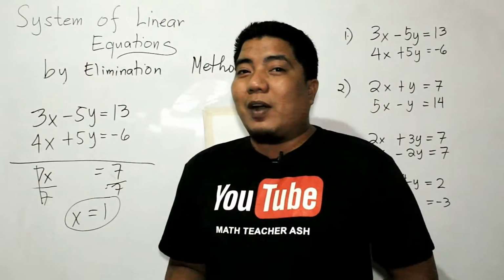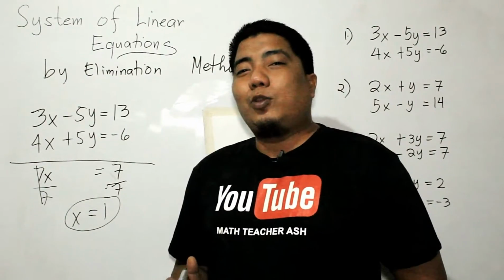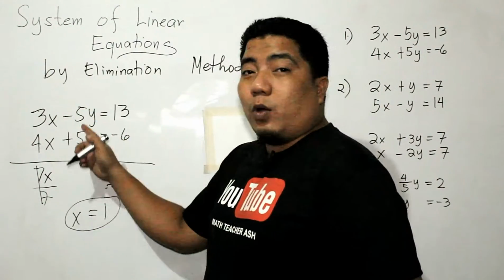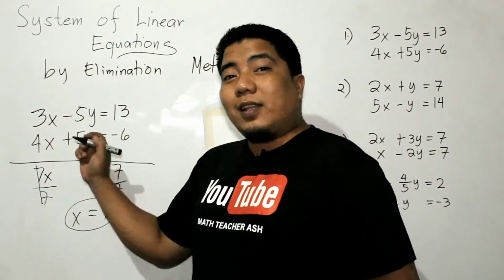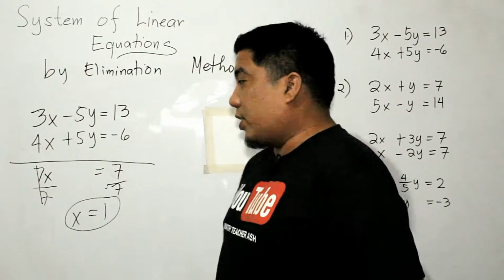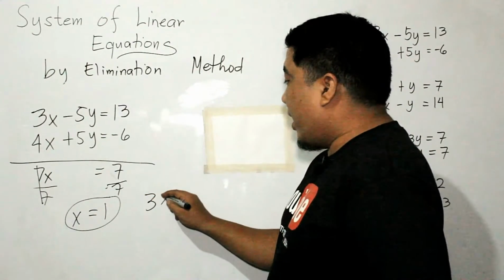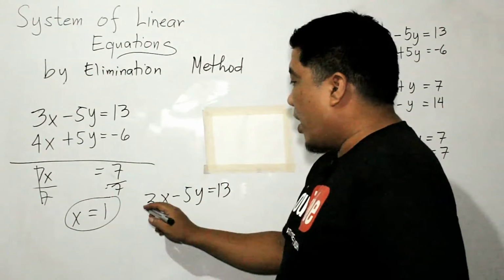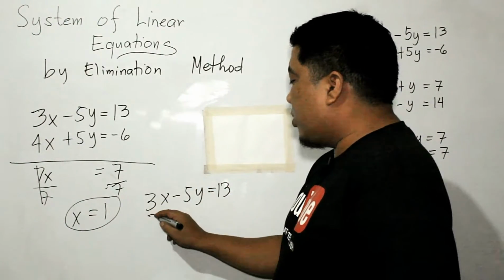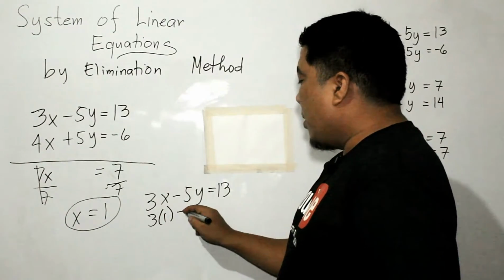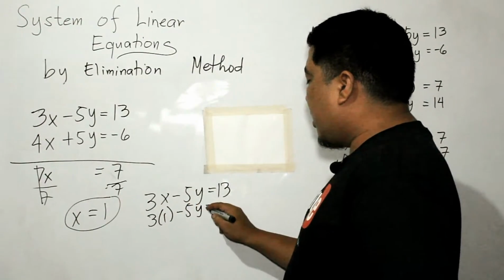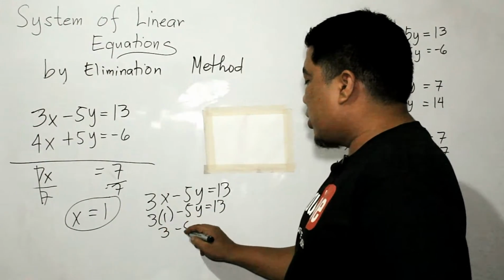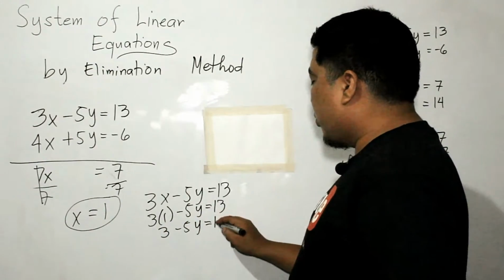Now, for you to have a value for your y, what you can do here is you just substitute this value of x to either one of your equations. So let us try substituting it to our first equation. We have 3x minus 5y is equal to 13. Then our x is equal to 1, so that will become 3 times 1 minus 5y is equal to 13. 3 times 1, that is 3, minus 5y is equal to 13.